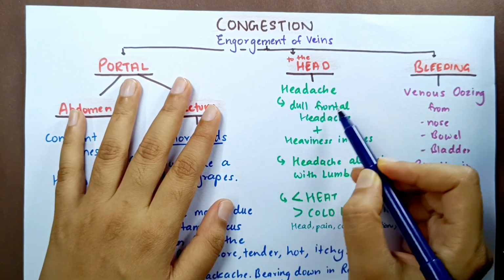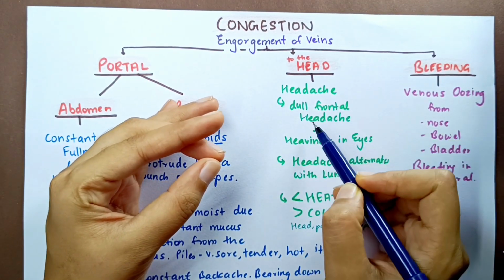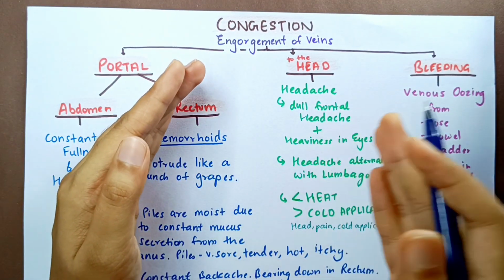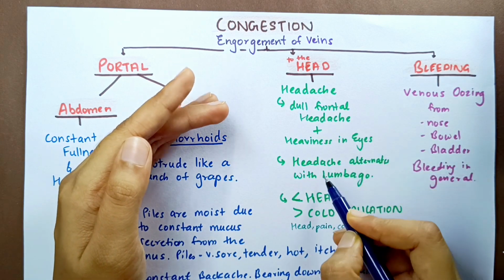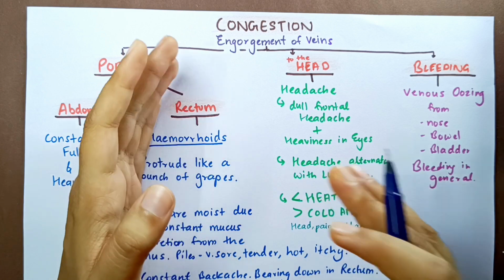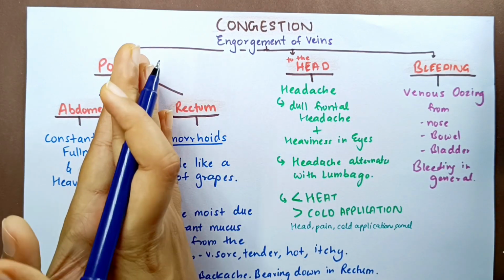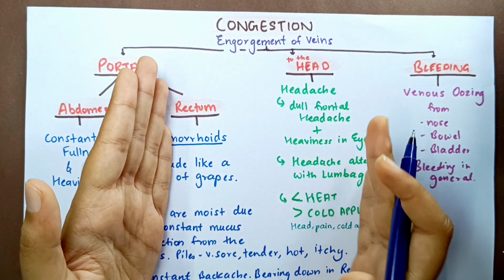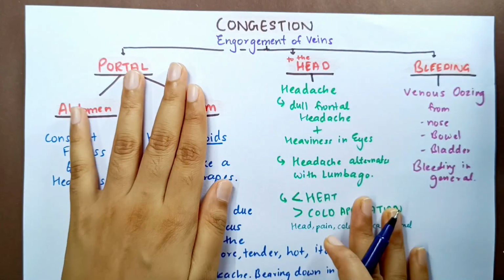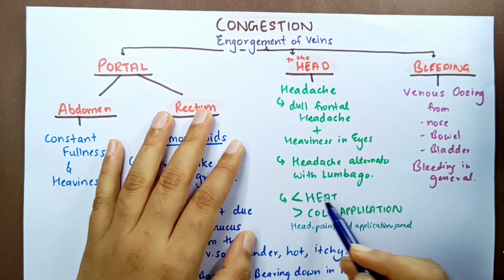This headache is a dull frontal headache, with heaviness in the eyes along with the headache, and this headache alternates with lumbago. What is lumbago? Lumbago means backache. So there's headache first of all, and then as the headache ceases, you have backache. Again, after the backache ceases, you have headache. In that way, headache and backache just alternate with each other. So headache alternates with lumbago.